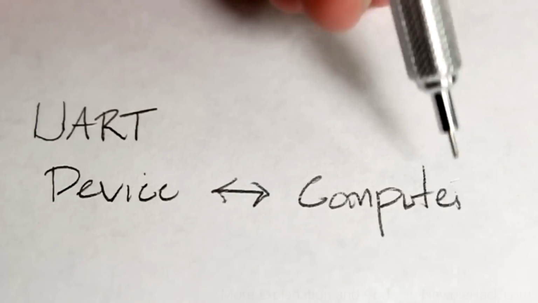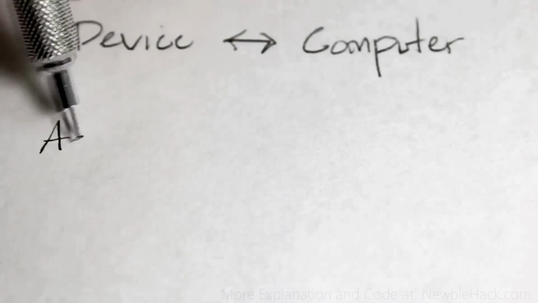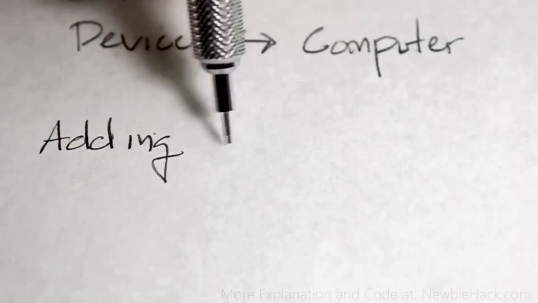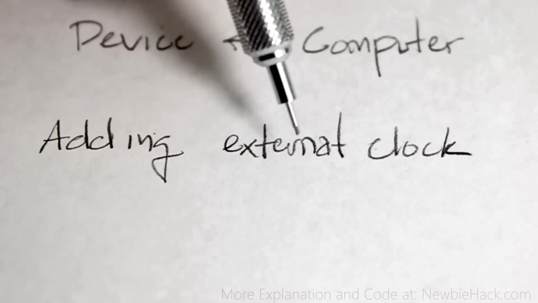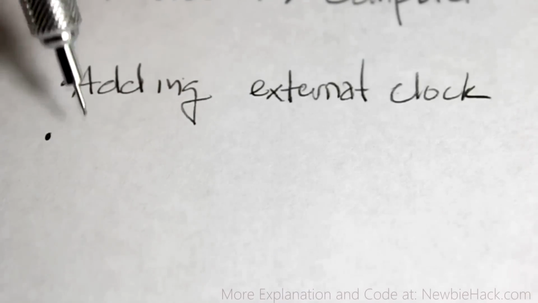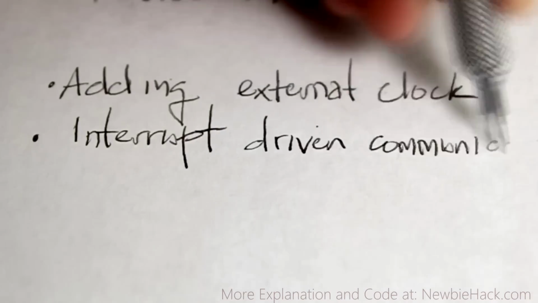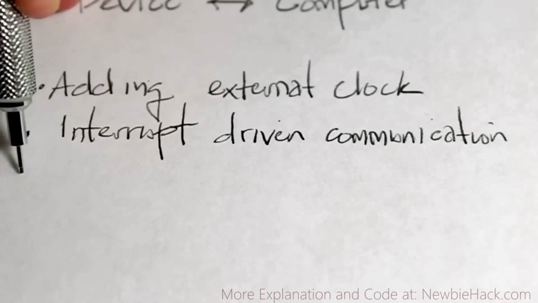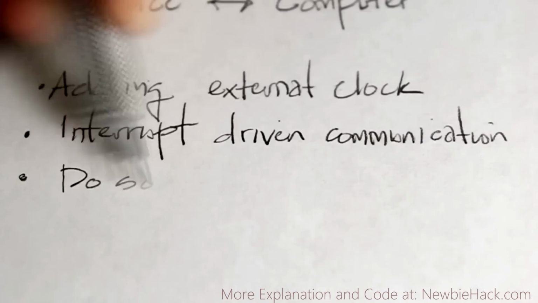In this video, I'm going to demonstrate how to establish UART communication with a computer. Some of the things we'll talk about in this video is adding an external clock, and this will most likely be a crystal. Instead of polling to receive data and transmit data, we will use the interrupts. And we will make the microcontroller do something when we receive data from the computer.